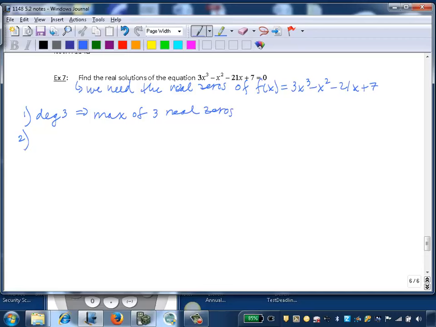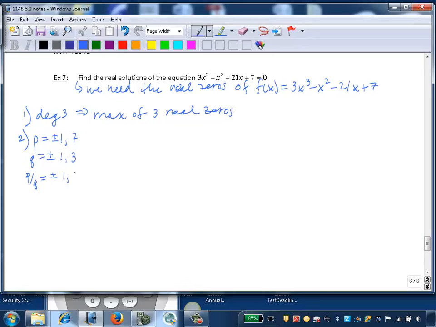Second step, let's find our possible rational zeros using the rational zeros theorem. So we're going to list our p-values, which are going to be factors of the constant, which in this case is 7. So we want plus or minus 1 and 7. Then q is going to be factors of the leading coefficient, which in this case is 3. So we want our plus or minus 1 and 3. So our p over q combinations will be our possible rational zeros. So we want 1 over 1 and 1 over 3.